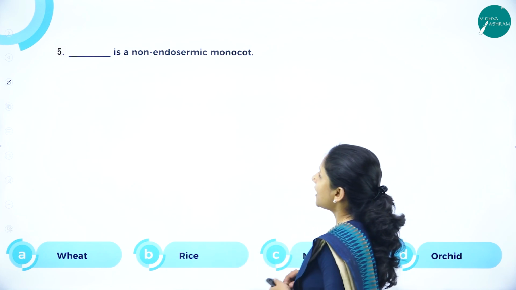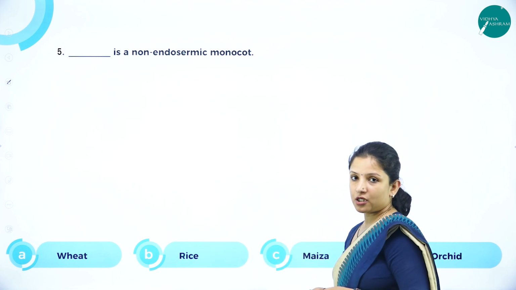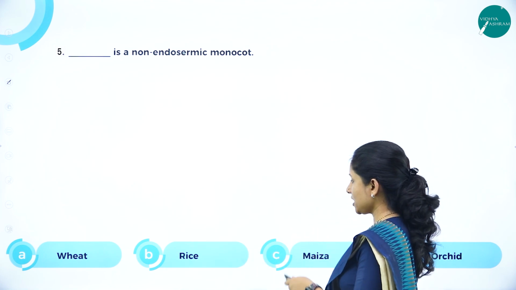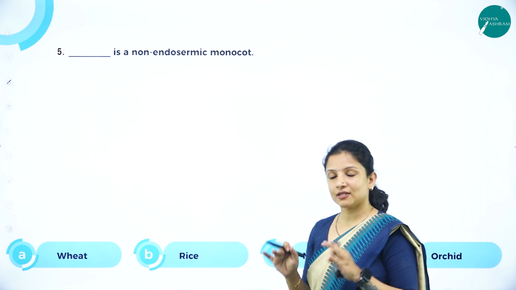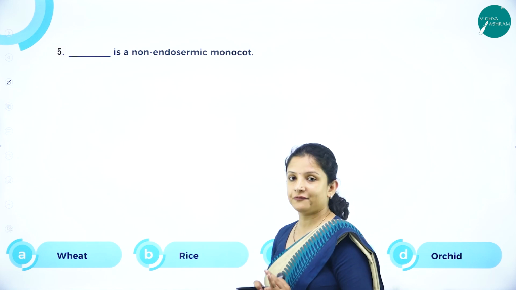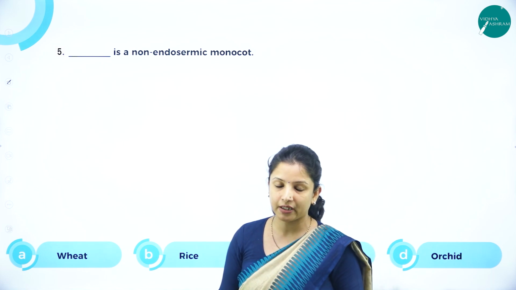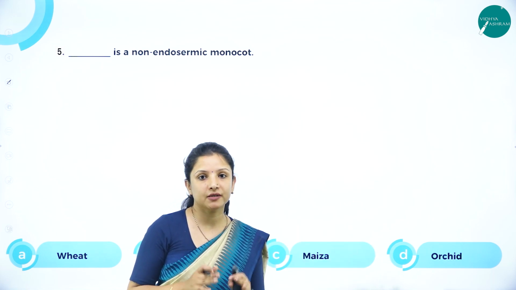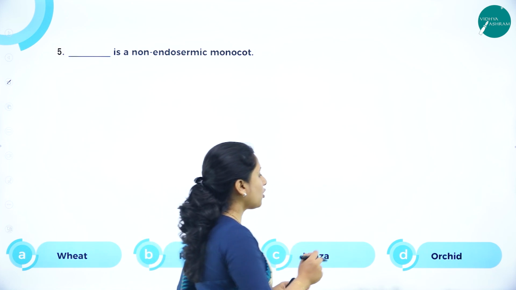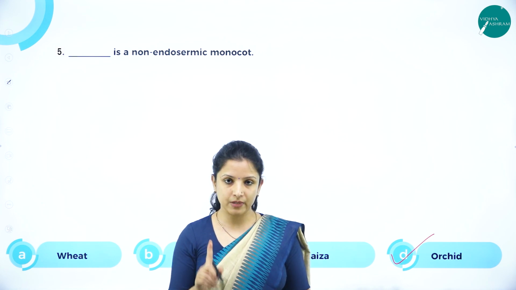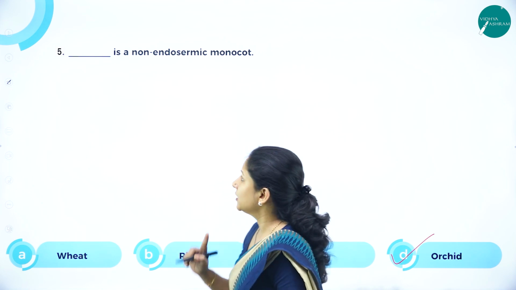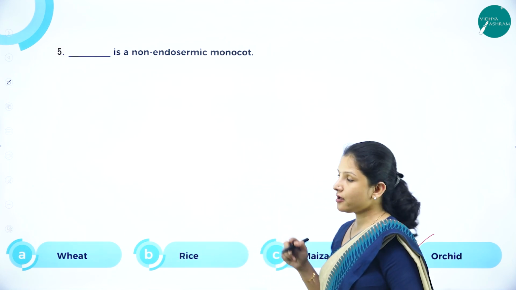Next one. Dash is a non-endospermic monocot. Is it wheat, rice, maize, orchid? Wheat, rice, maize, all the three are monocots, but they are endospermic, meaning they have a nutritive tissue which is the endosperm. Now, orchid is the only non-endospermic monocot, meaning it doesn't have an endosperm. So, the right answer here is option D, orchid.